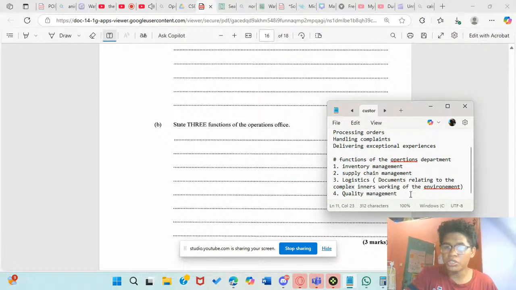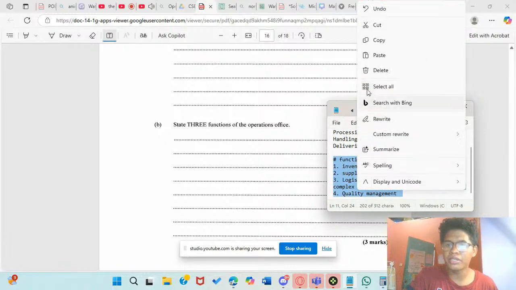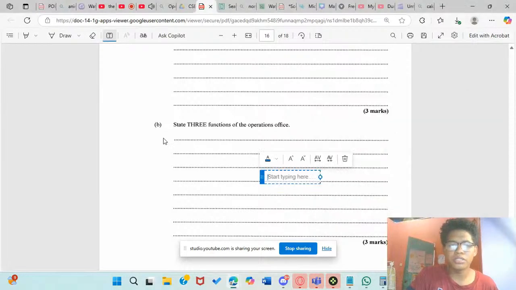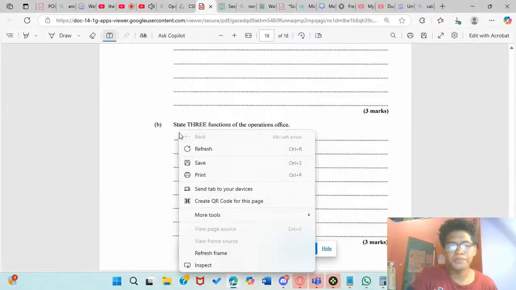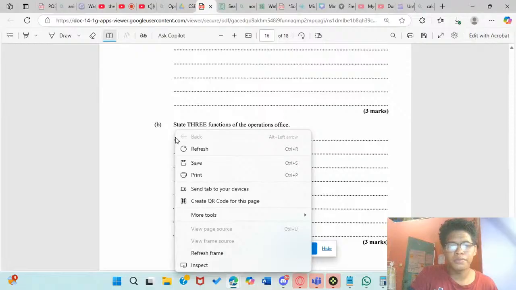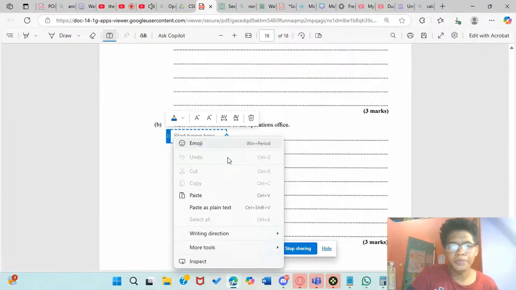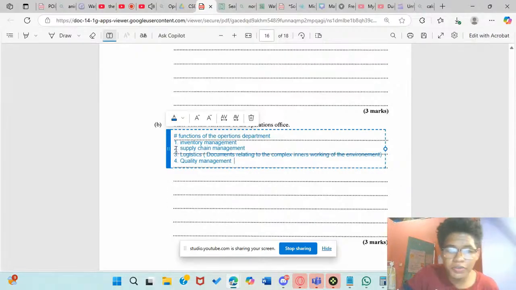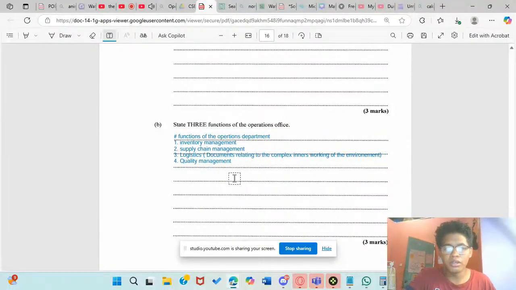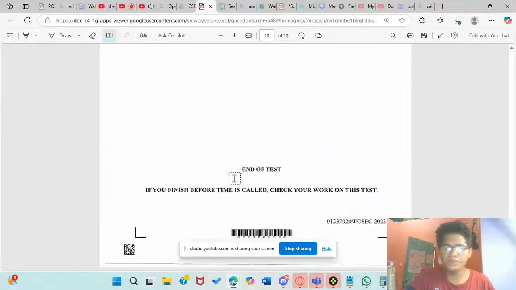All right, so we have functions of the operations department right here. So functions of the operation department include inventory management, supply chain management, logistics, which is the complex inner workings of the organization, and quality management. Those are some of the functions of the operations department.